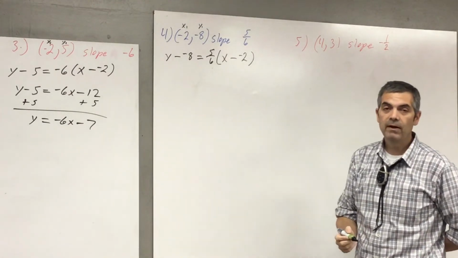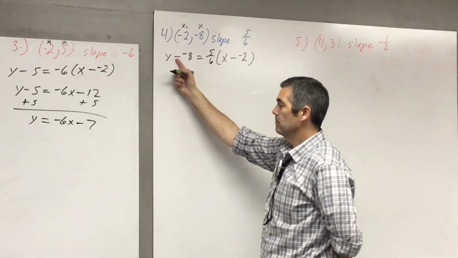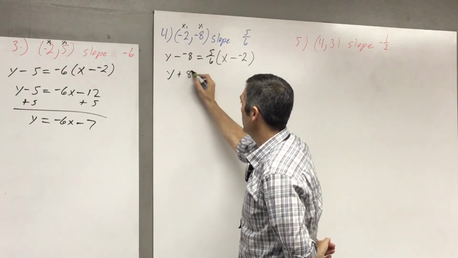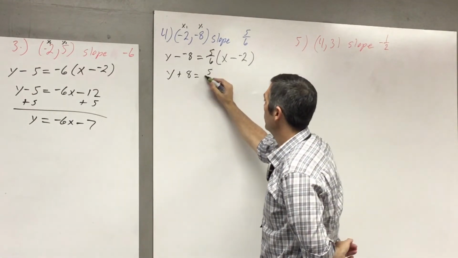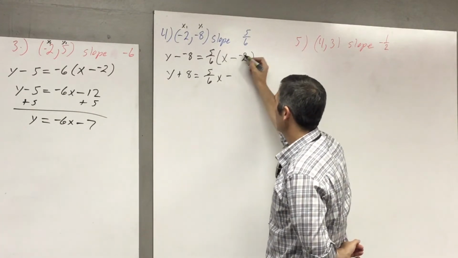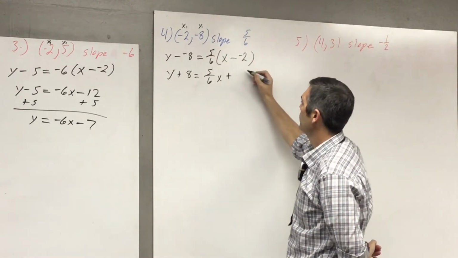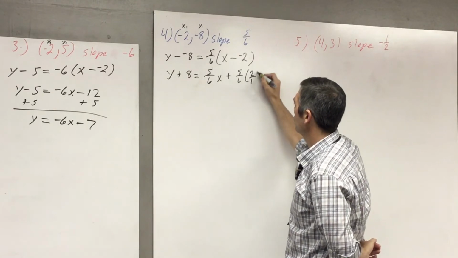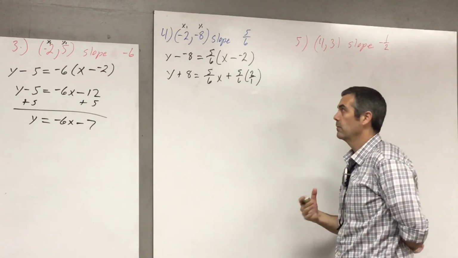Now simplify both sides. Right here, minus a negative becomes positive. Y plus 8 equals, distribute this through, 5/6 x. Negative minus negative becomes positive. Distribute that through there. So you have 5/6 times 2 over 1. This is those fraction rules. I'm going to go through those fraction rules for us, make sure we're really comfortable with them.